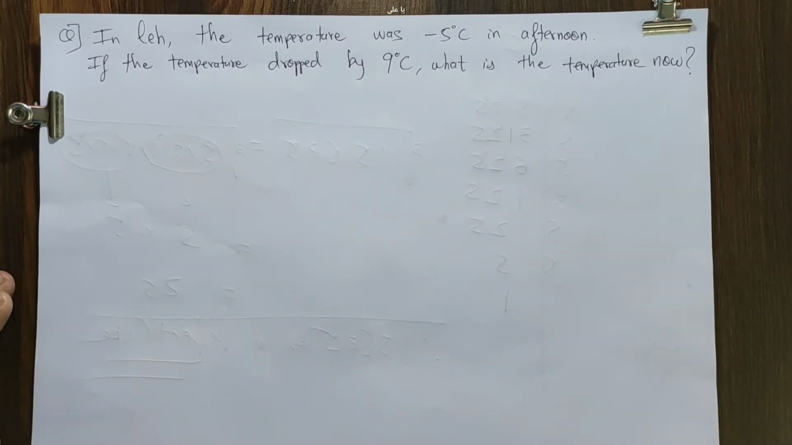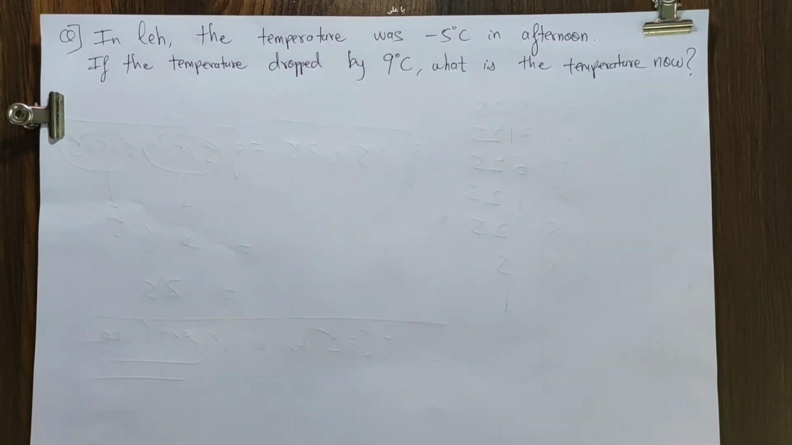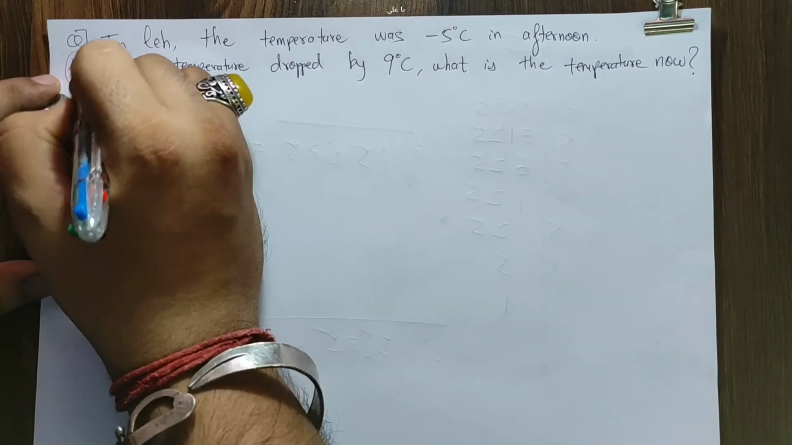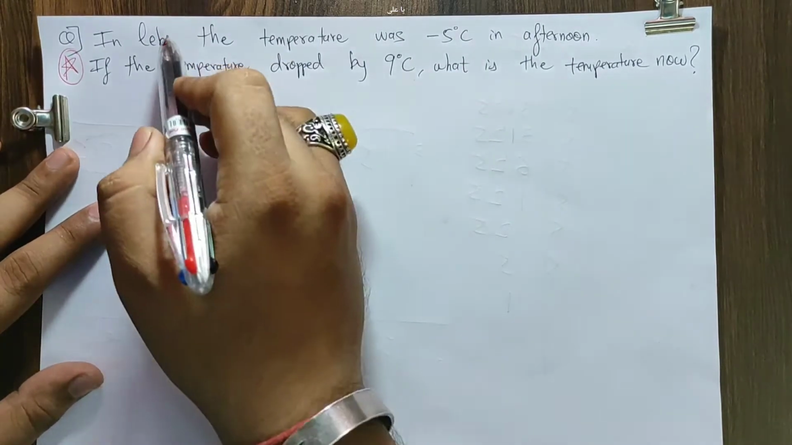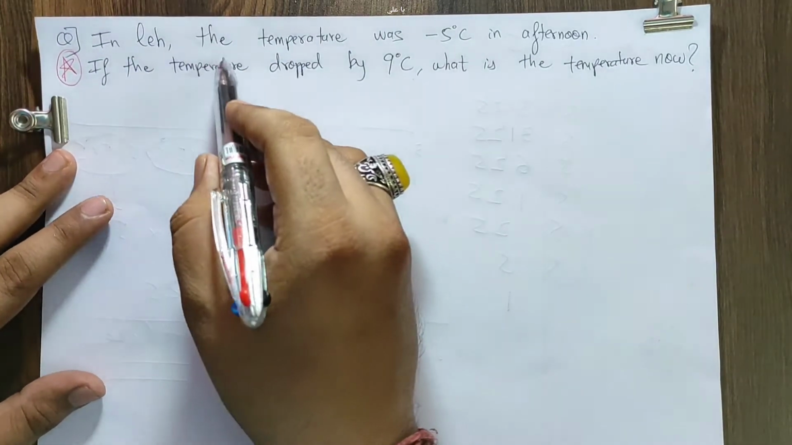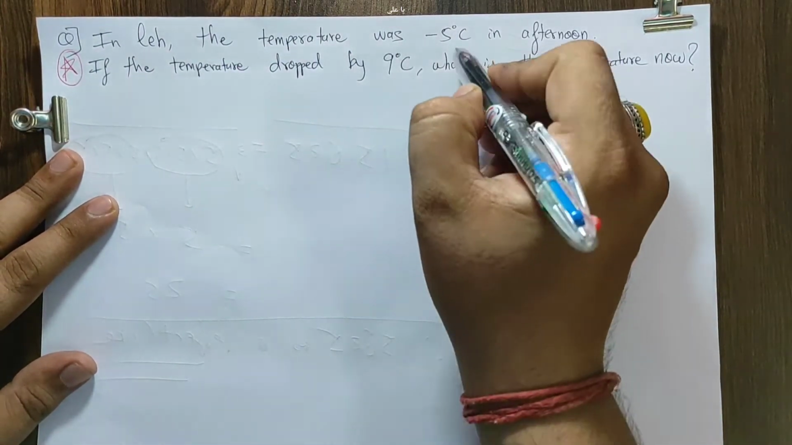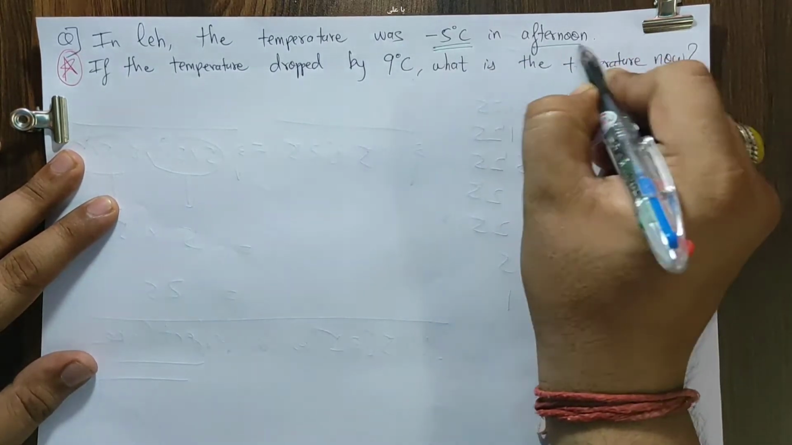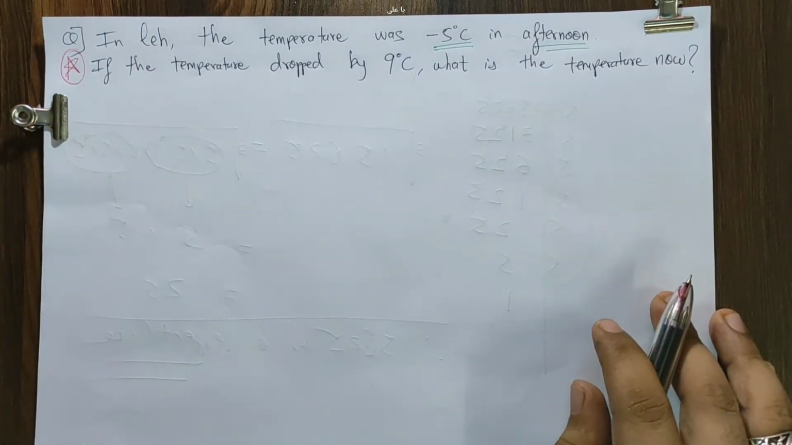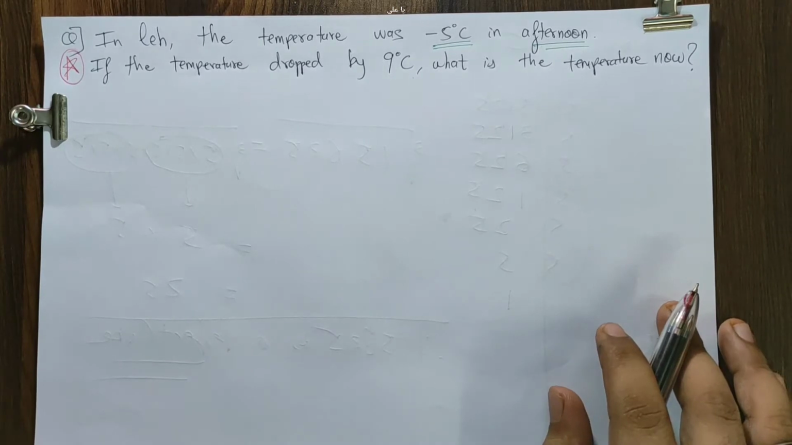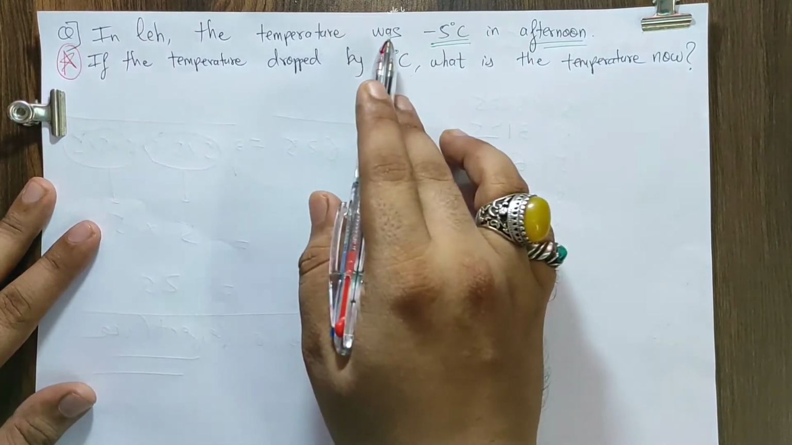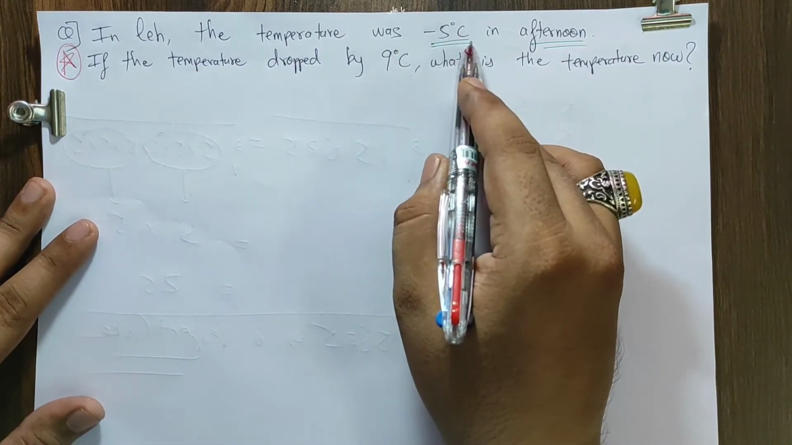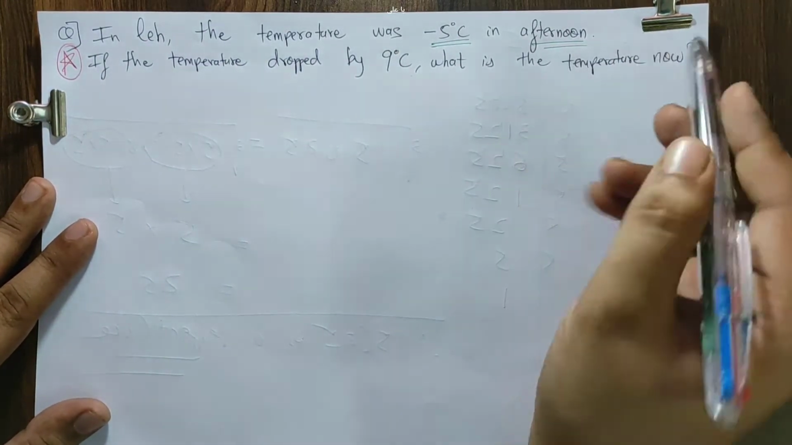Please pay attention. An important question. I'll mark a star over here, please. Okay. In Leh, it's the name of a place, the temperature was minus 5 degrees Celsius in the afternoon. It's pretty simple, no need to explain. At this place, Leh, the temperature was minus 5 degrees Celsius in the afternoon. Okay, fine.